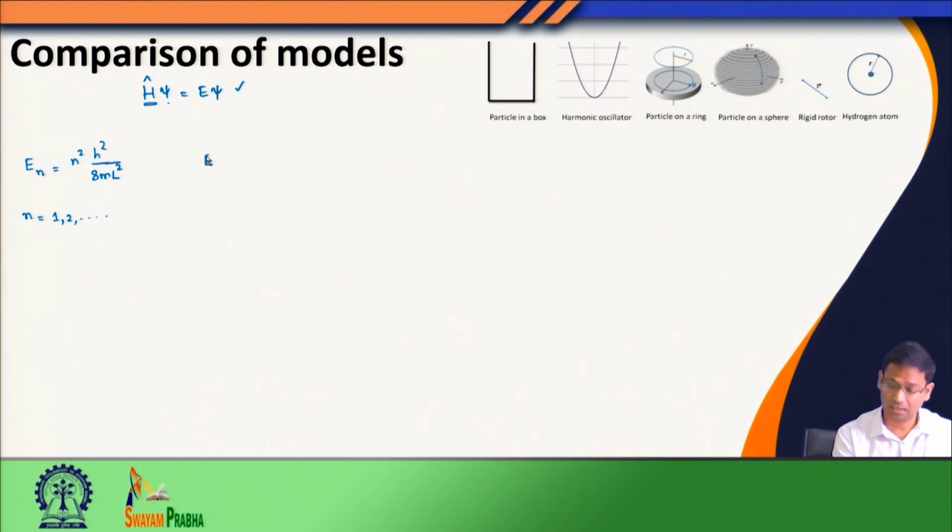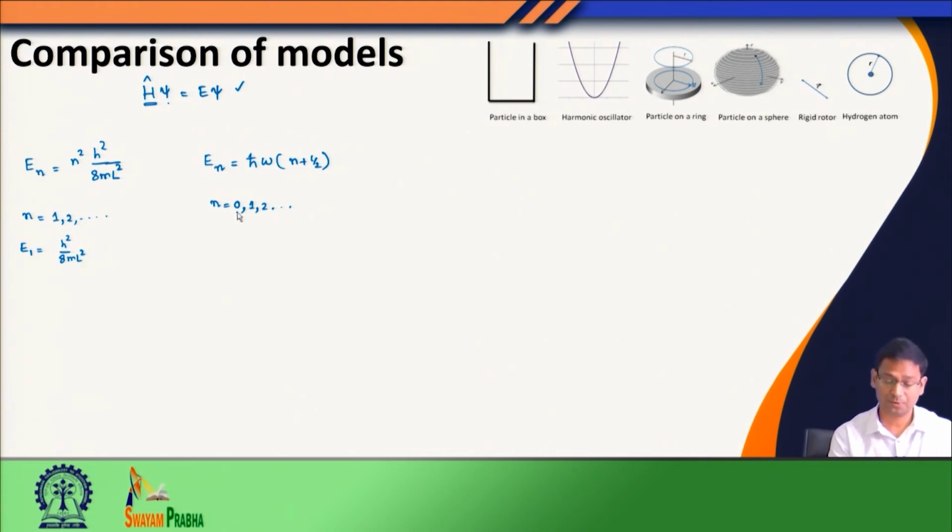In the case of the harmonic oscillator, the energy that we had is h bar omega times n plus half. Here n goes from 0, 1, 2 and so on. Please note the difference. Here n equals 0 is allowed, whereas in the particle in a box, n equals 0 is not allowed. The lowest value of n is 1. So, therefore, the zero point energy, or the lowest energy available to the system, is simply h square divided by 8 m L square.